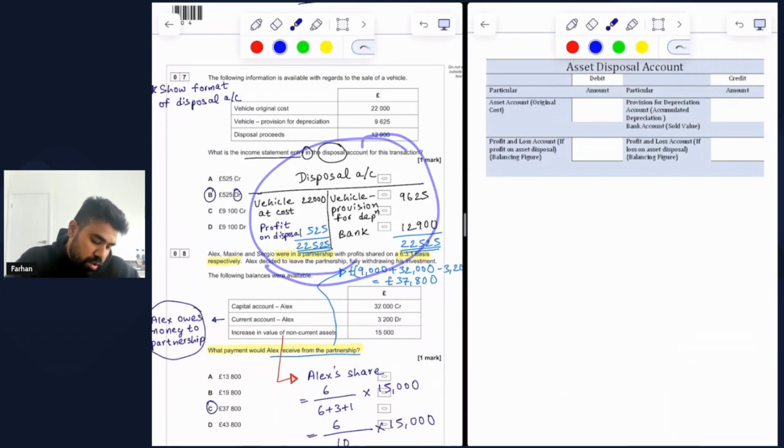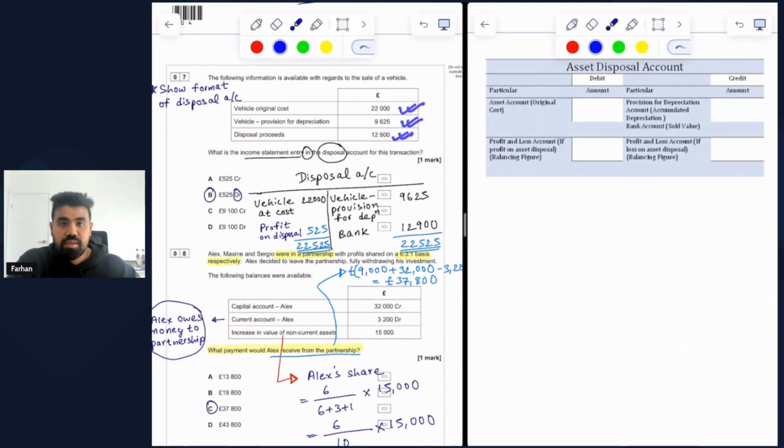In the table given in the question, we have been provided with the original cost of £22,000. We have also been given the total depreciation of £9,625 and the disposal proceeds of £12,900. This means this is what we got by selling our vehicle.